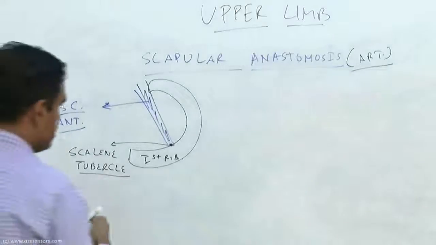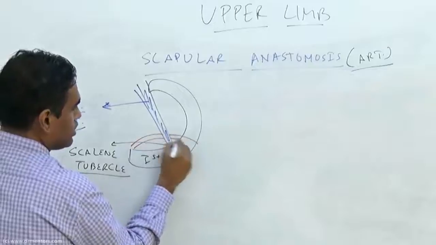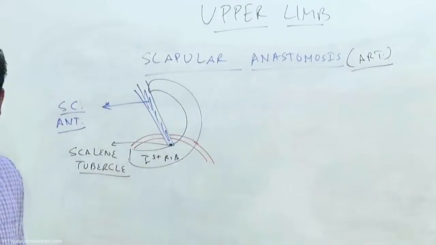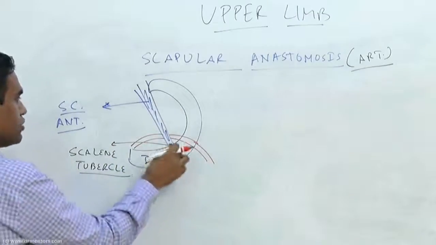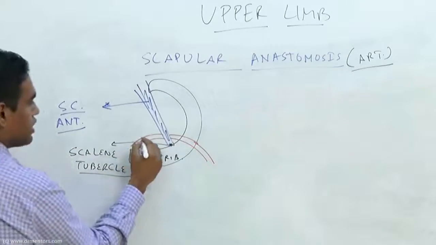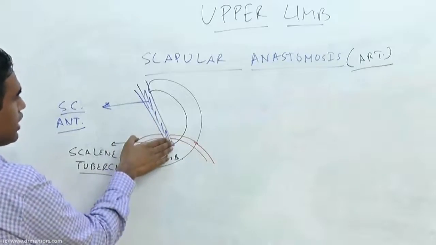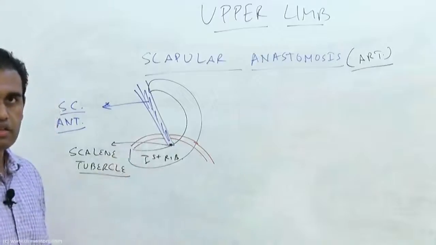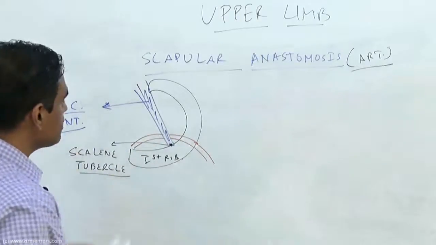So this is supposedly the subclavian artery, and it is making a loop around the first rib. On the first rib, we have the scalene tubercle over which the scalenus anterior muscle is attached, and this is our subclavian artery. Remember, the scalenus anterior muscle is lying in front of this subclavian artery. So the subclavian artery is actually behind the scalenus anterior muscle.